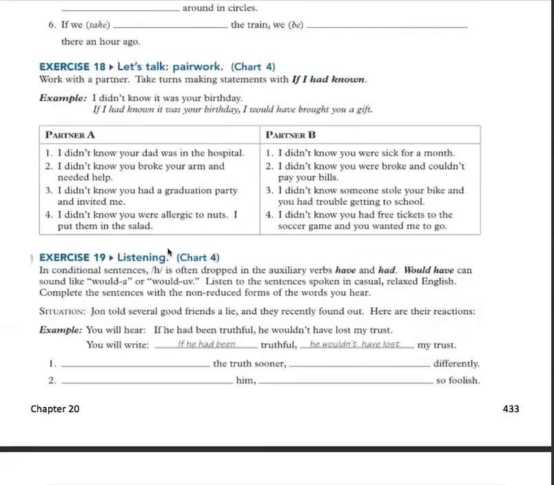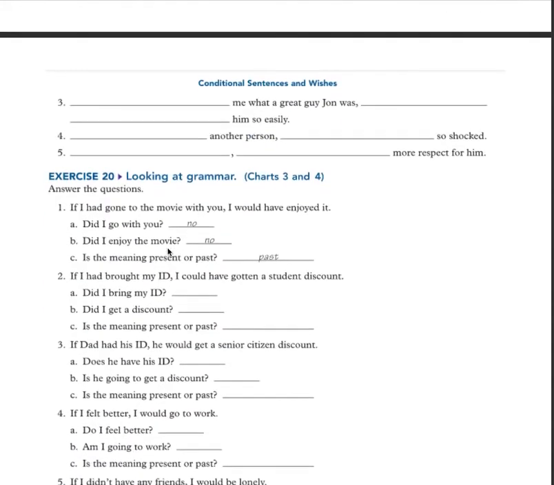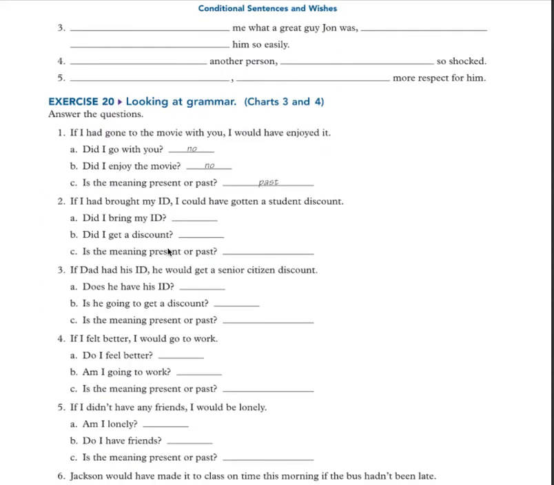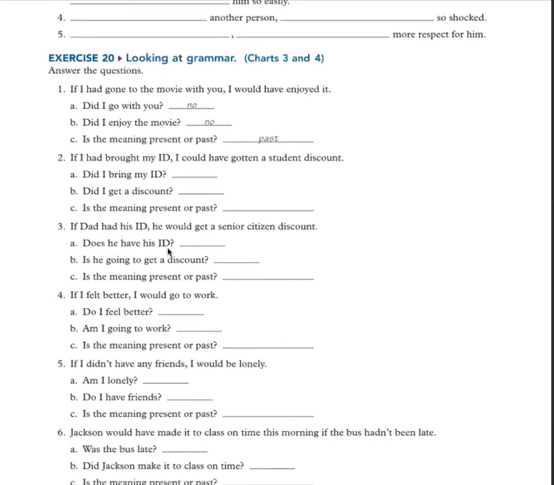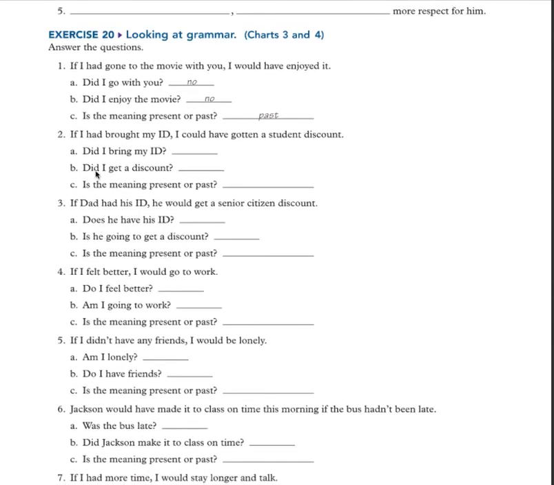Let's go to exercise 20 on page 434. Answer the questions with yes or no. Okay? And then you're going to use either present or past. If I had gone to the movie with you, I would have enjoyed it. Now look at the if clause. Had gone. Past perfect. Result clause. Would have enjoyed. Would have and the past participle.